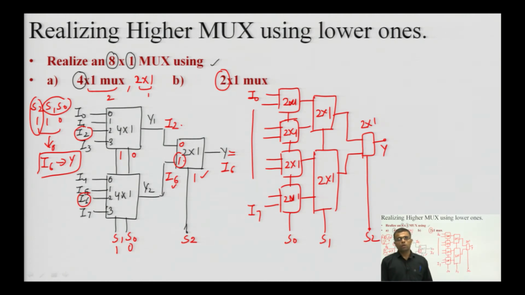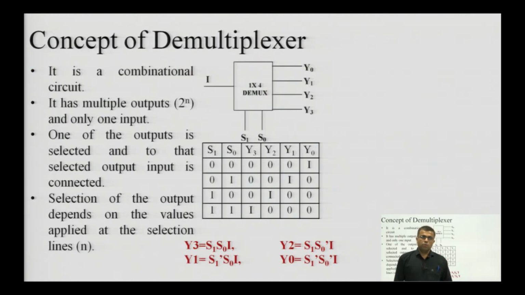Okay. So, now let us come to the concept of demultiplexers. Like multiplexers, demultiplexers are also combinational circuits which act like the reverse of multiplexers. Multiplexers had multiple inputs, but demultiplexers have multiple outputs, but the behavior is identical.